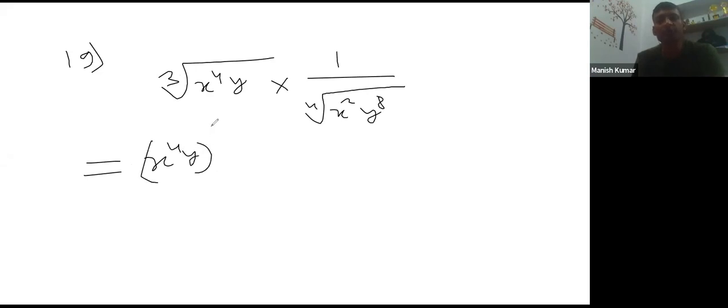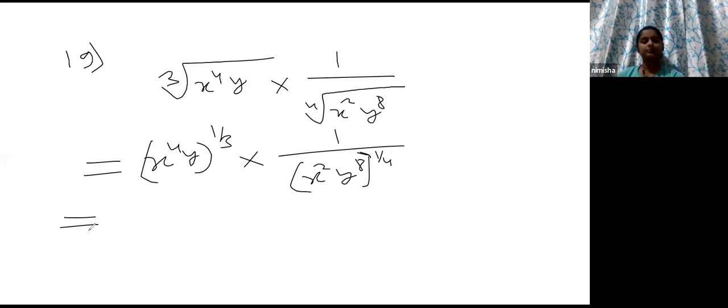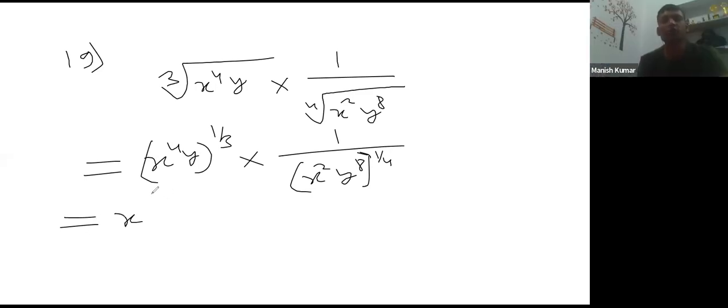X to the power 4y to the power 1 by 3. Okay. Into 1 divided by x square y to the power. We have to make it simpler to find the solution simply, isn't it? 1 by 4 as exponent. Can we write like this? Yes. Now we have to just multiply the exponents first. X to the power 4 into 1 by 3 means 4 by 3. Y to the power 1 by 3. Isn't it? Into 1 by x to the power 2 by 4. And y to the power what? 8 by 4. Is this one understood?